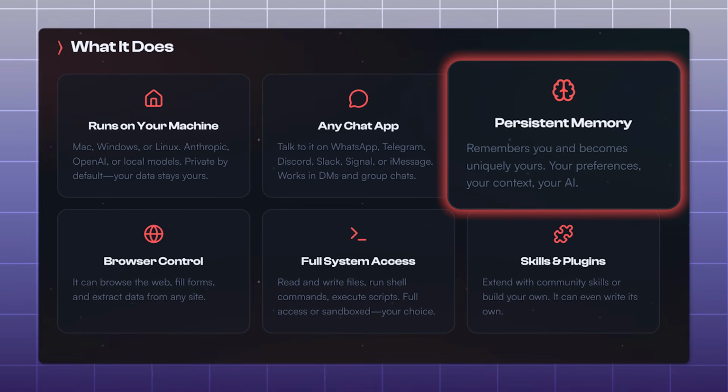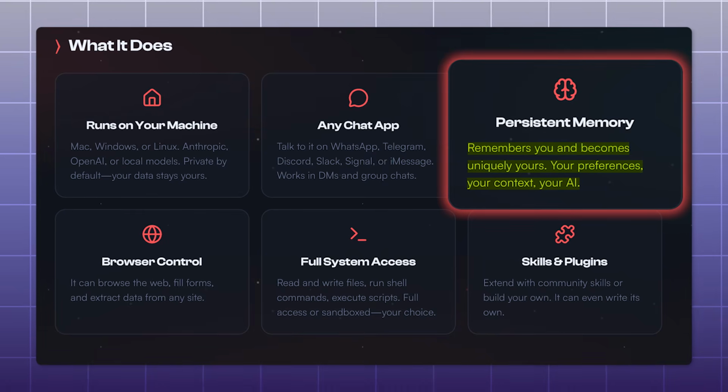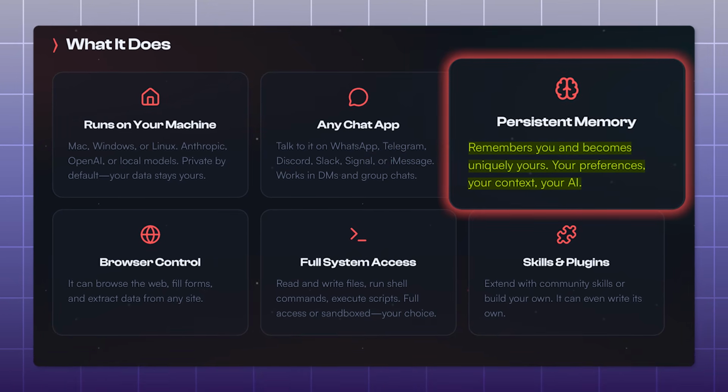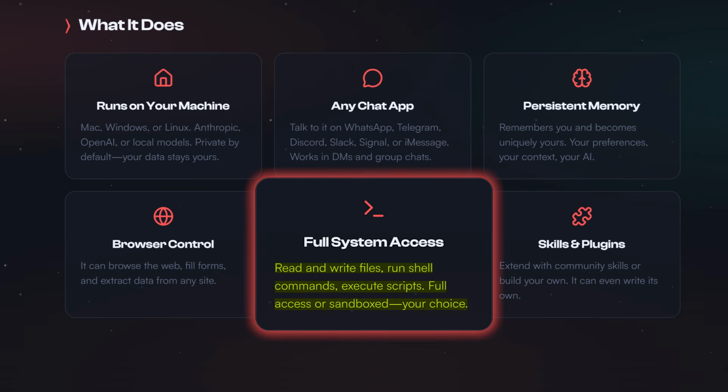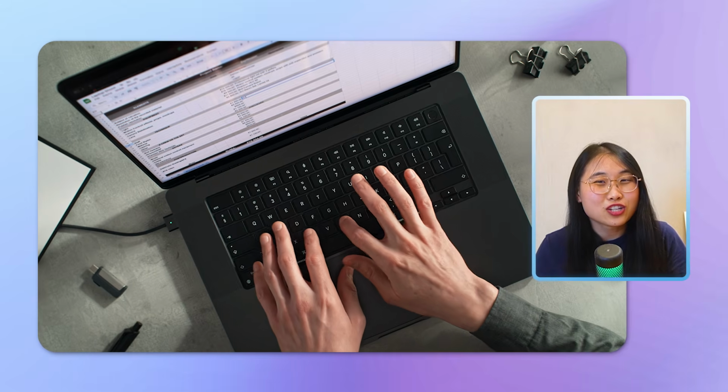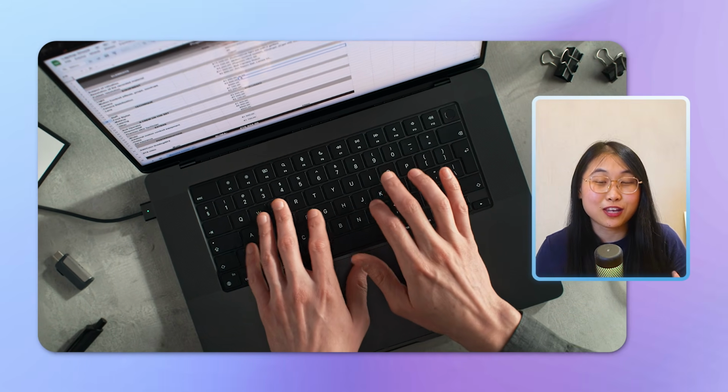Now, here's the thing. OpenClaw comes with persistent memory, which means it remembers everything about you. Your preferences, your context, and the sessions you have with it. And because OpenClaw is running on your machine, it can interact with everything, from your files to your calendar and inbox, just like if you hired a virtual assistant to make your life easier.